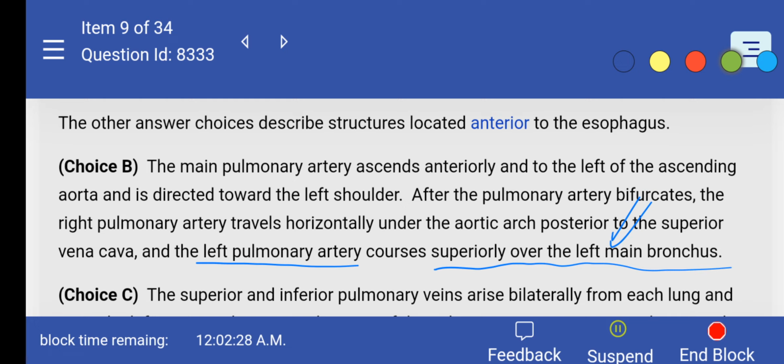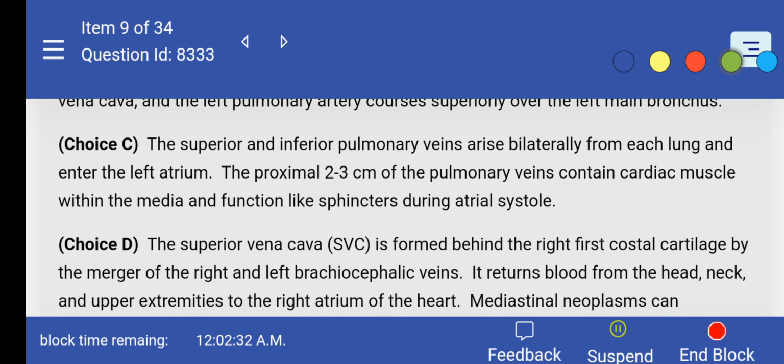Now why not option C? The superior and inferior pulmonary veins arise bilaterally from each lung and enter the left atrium. The proximal 2 to 3 centimeters of the pulmonary veins contain cardiac muscle within the media and function like sphincters during atrial systole. So they act as sphincters. This is important. Why not option D?